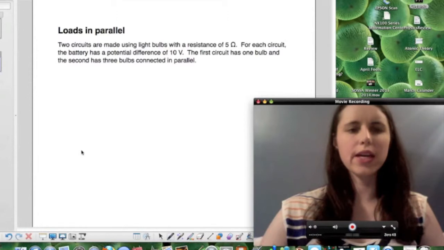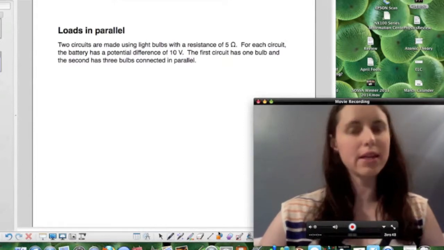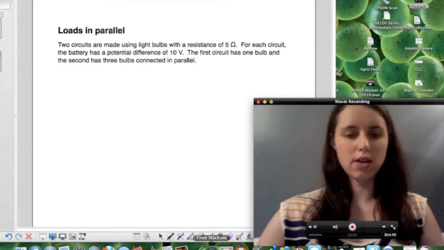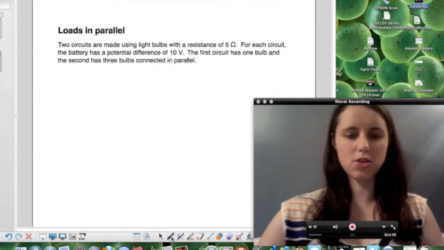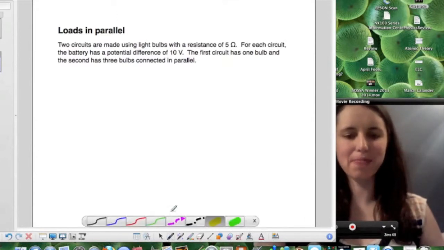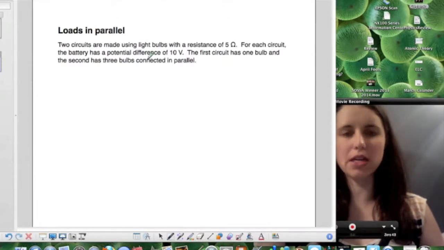All right, so like I just mentioned, we're going to be talking about loads in parallel today. We already talked about loads in series on Friday. So first thing I want to do is highlight some important information that you might need to know when we're solving some of these equations. I'm going to pull up my highlighter function, and I'm going to go through and highlight some of the info that we are going to need to solve this equation.